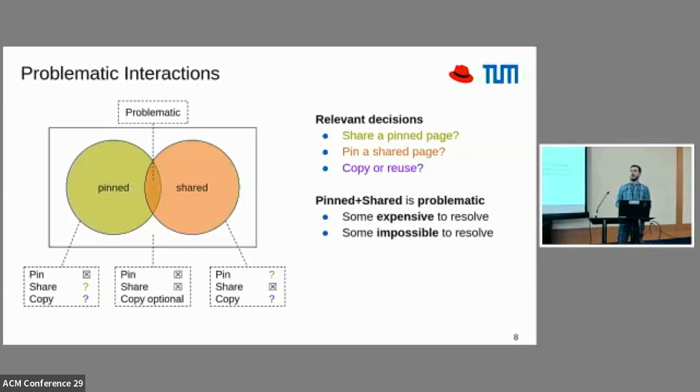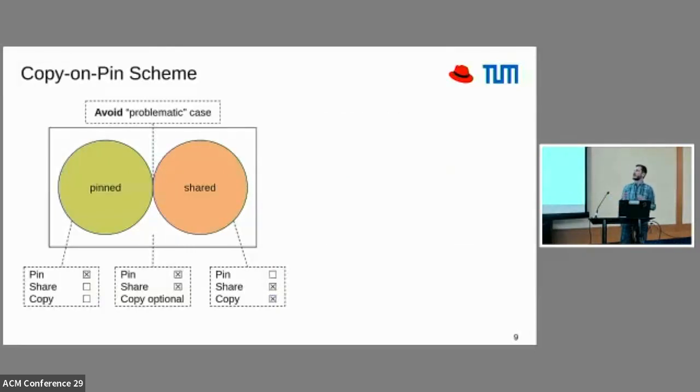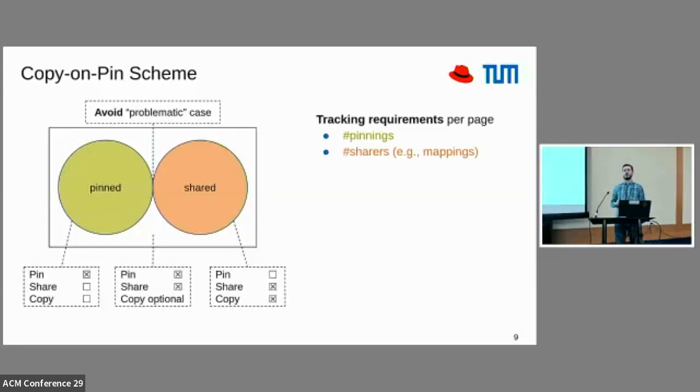And as it turns out, if you have pages that are both pinned and shared at the same time, you're in trouble. As we explain in our paper, there are scenarios that are very expensive to solve. So if you get a copy on write event, resolving that could be very expensive. But there are even cases that are impossible to resolve. And that's, of course, an issue if you want to achieve correctness. So can we simplify? Yes, we can. This is the copy and pin scheme that we describe in our paper, where we essentially avoid that problematic case whereby a page is both pinned and shared at the same time. And then it actually gets pretty easy, I would say.